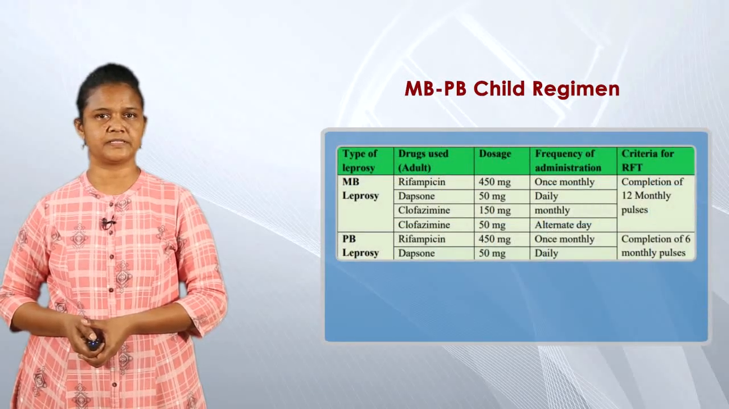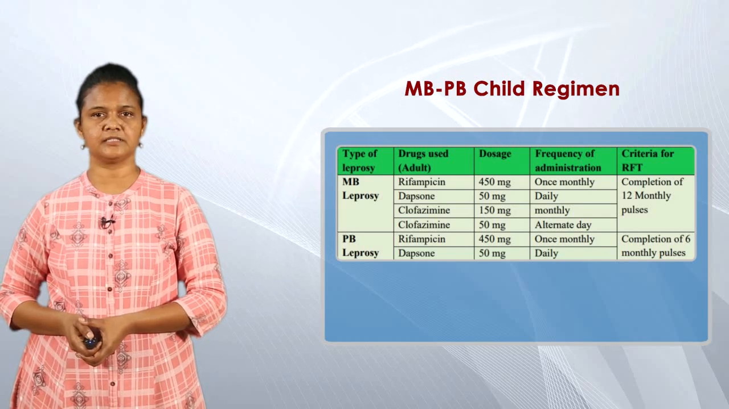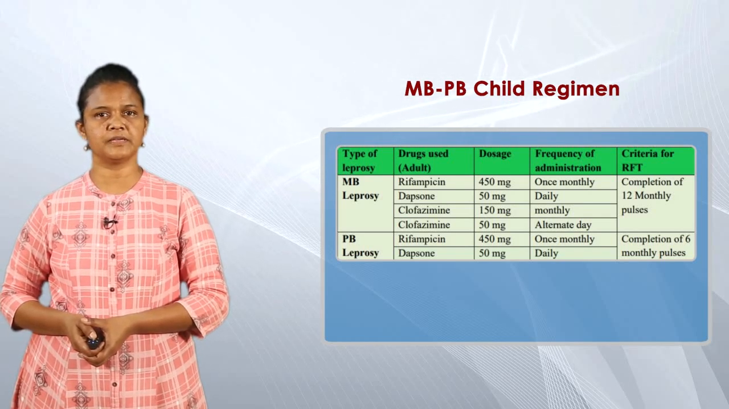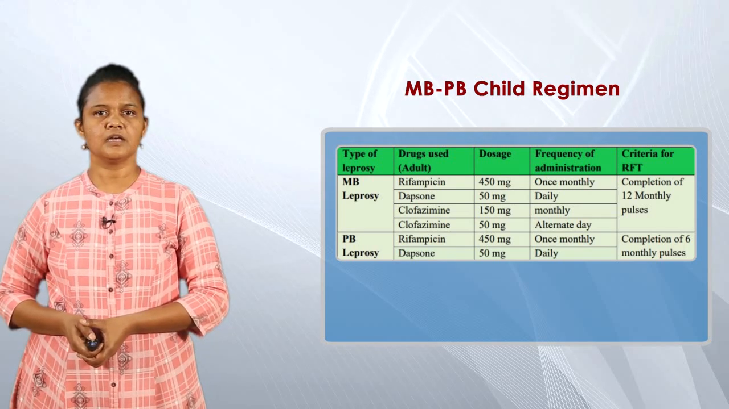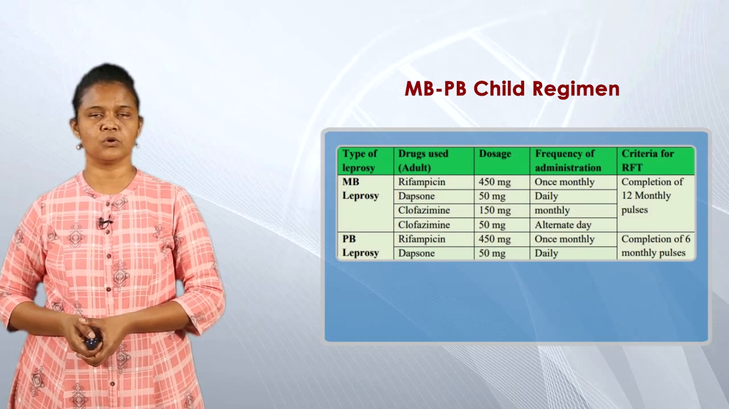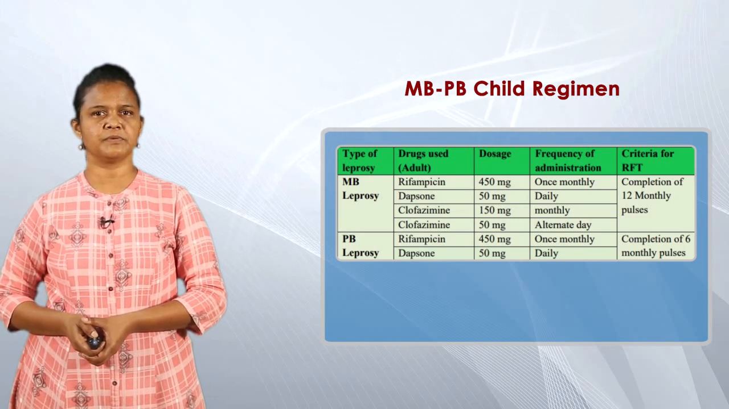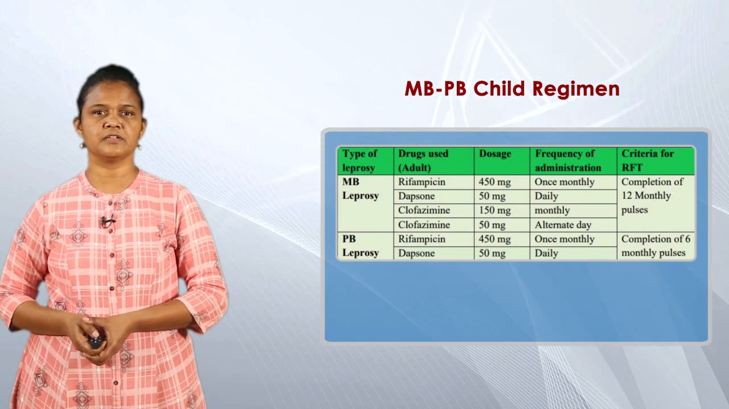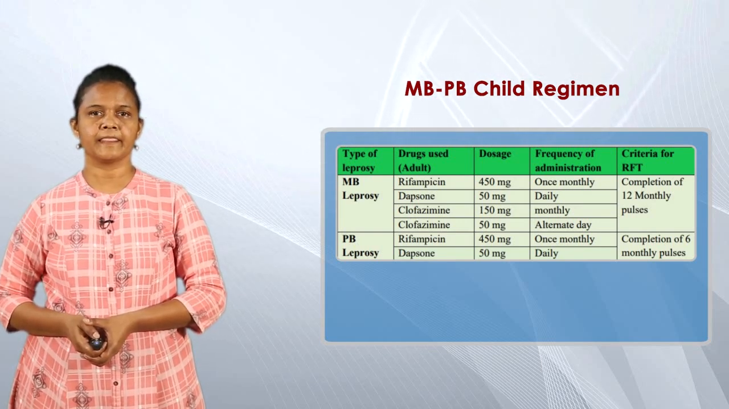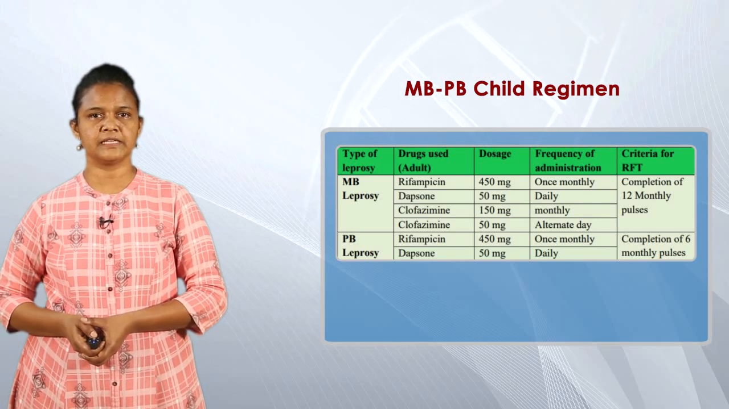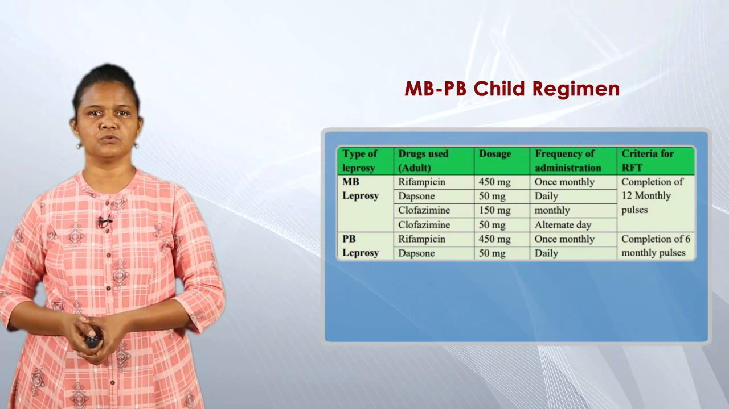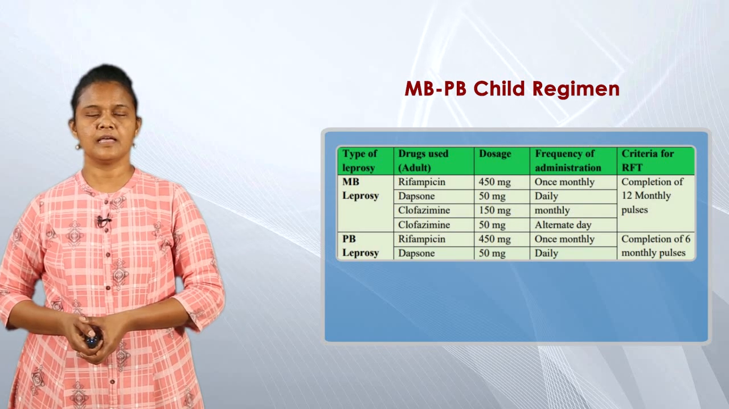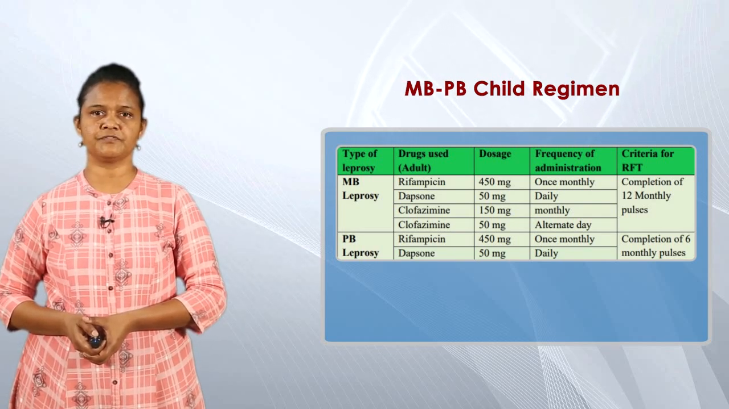This slide shows the child regime for multibacillary and paucibacillary leprosy. In multibacillary leprosy, there are 3 drugs given: rifampicin, clofazimine and dapsone. Rifampicin is given in a dose of 450 mg once a month. Clofazimine is given 150 mg once a month, followed by clofazimine 50 mg once daily. Dapsone is given in a dose of 50 mg once daily. The paucibacillary type of leprosy has only 2 drugs, rifampicin and dapsone. Rifampicin is given in a dose of 450 mg once a month, and dapsone is given as 50 mg once daily.